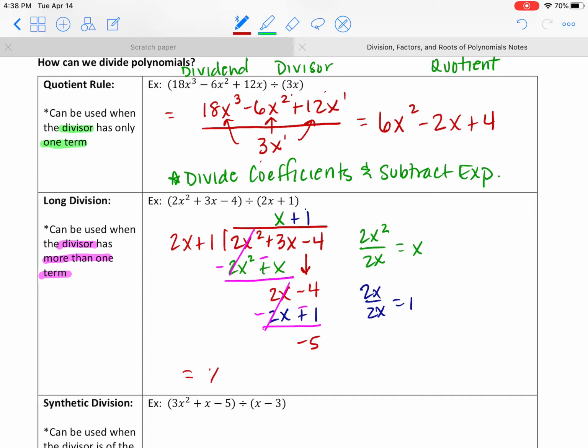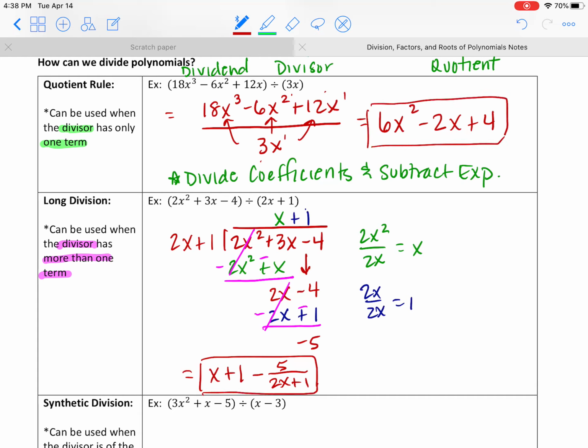So remember how to write this. We're going to say this answer is x plus 1. And then because it's a negative remainder, we're going to say minus. And the remainder, 5, goes over the divisor, which was 2x plus 1. So that would be our answer here.